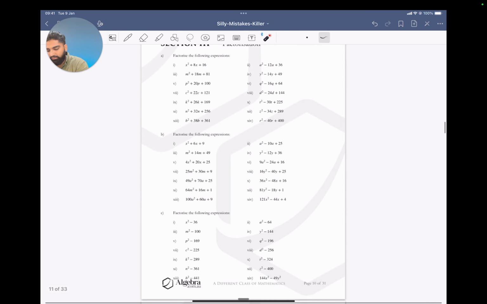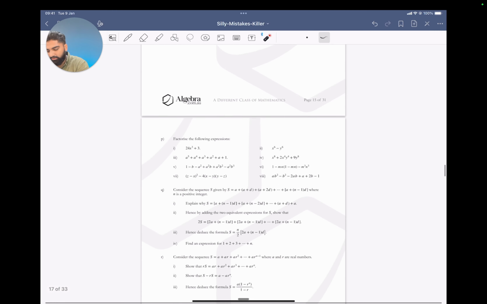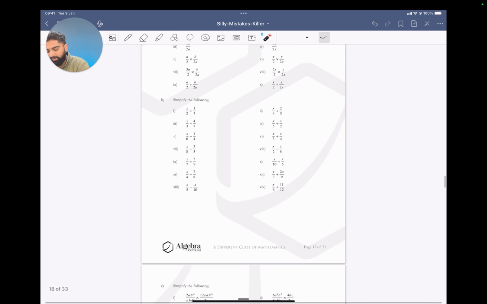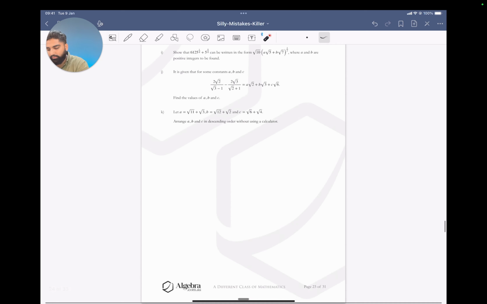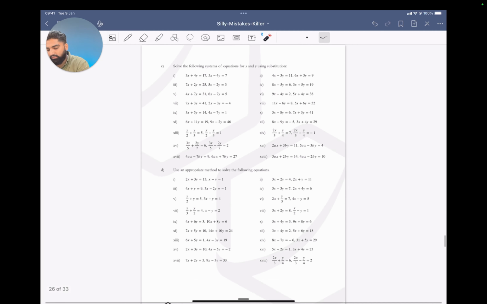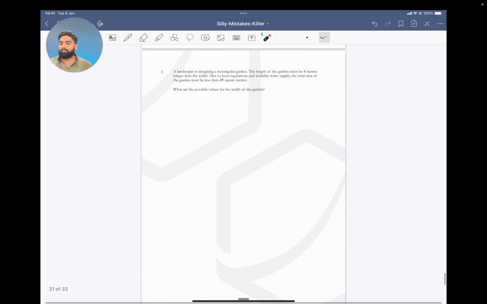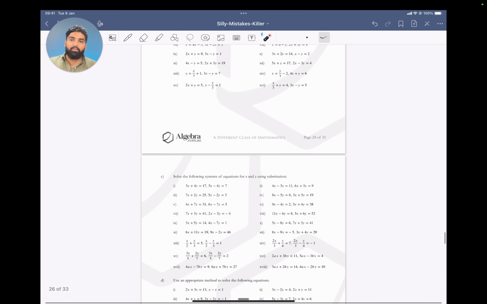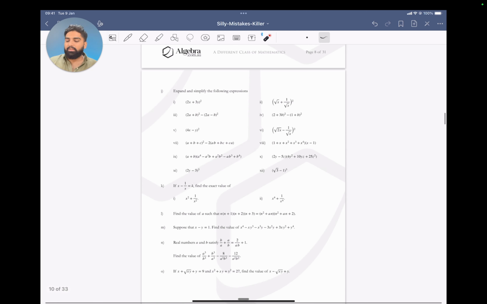We have some factorization. Once we're done with that, I believe it's surds, more factorization, algebraic fractions, and then surds. Once we're done with that, we're going to move on to simultaneous equations, and that's pretty much it after inequalities. So, big PDF. I'm going to probably go through one to two questions every single part so that you have an idea.